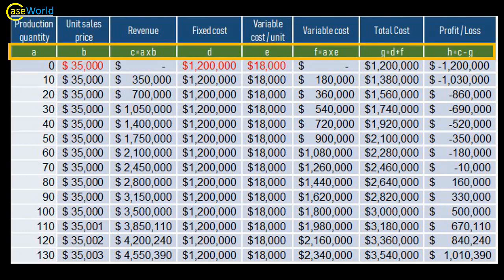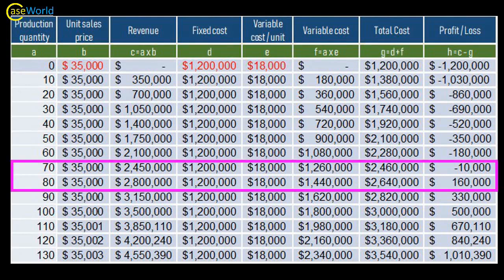In this table, please take a look at the green row. It shows the calculation formula for each column. Well, after all the calculation in this table is done, we can see that when 70 units of products are sold, the company is still suffering a loss of $10,000. On the other hand, when 80 units of products are sold, the company will make a profit of about $160,000.